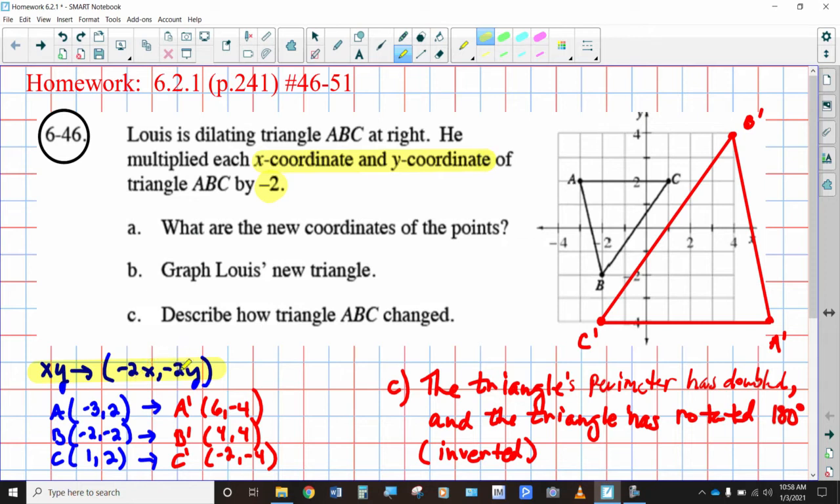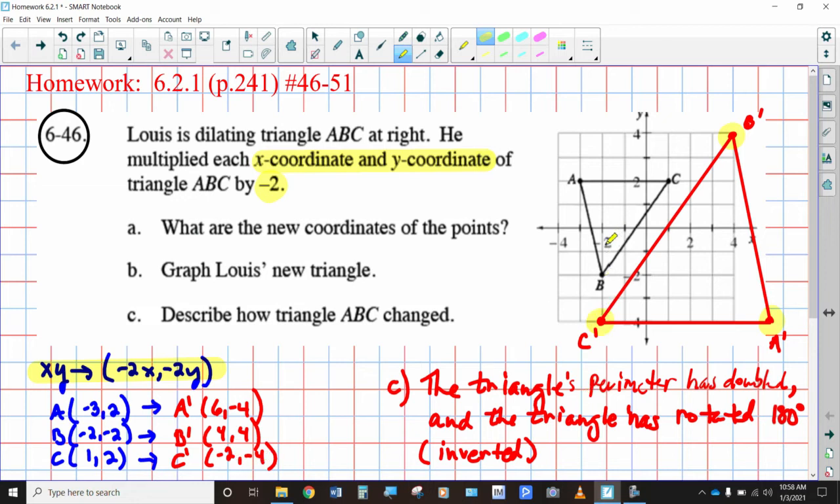So what we're going to do is multiply the -2 times the -3 to give us 6, and the -2 times the 2 to give us -4, and we plot the new image of A here. We're going to take -2, -2, it becomes +4, +4. So here's the image of B. And then 1, 2 gets multiplied, and it becomes -2, -4, which becomes the image of C.